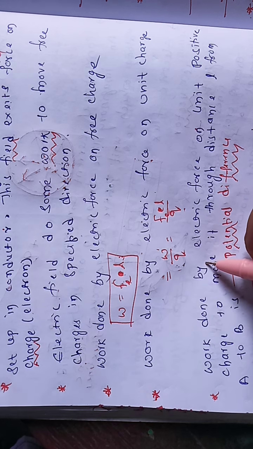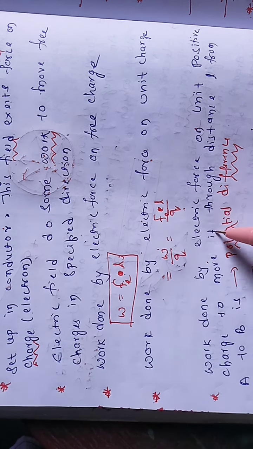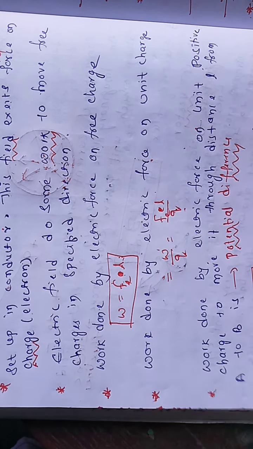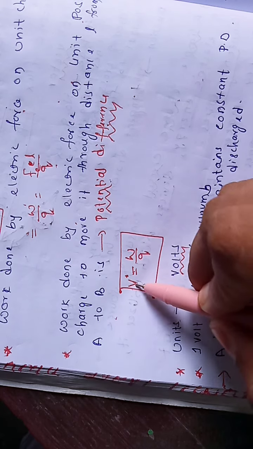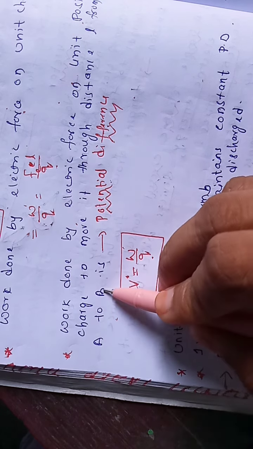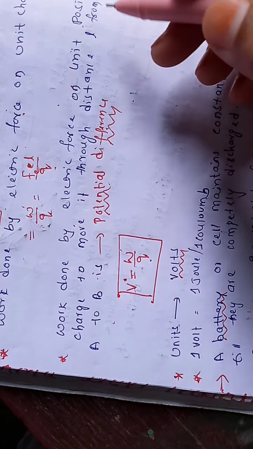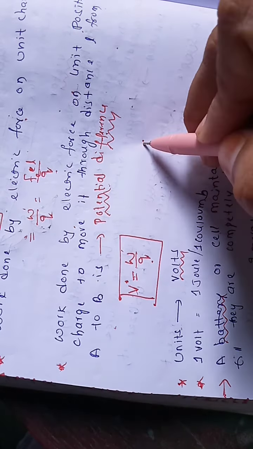So work done by electric force on unit positive charge to move it from one point to other point, that is A to B, we define as potential difference. So what is potential difference? We denote with letter V. Work done on unit positive charge to move it from one point to other point, or to bring it from infinity to the reference point. In such a way also we can define from infinity to the reference point. We define as potential difference. Units are volts. 1 volt equal to W by Q, no, 1 joule by 1 coulomb.